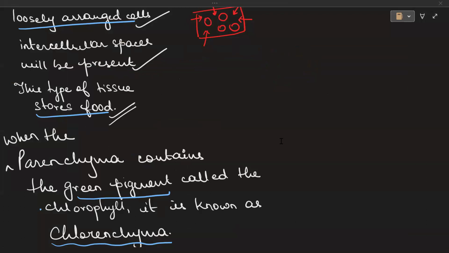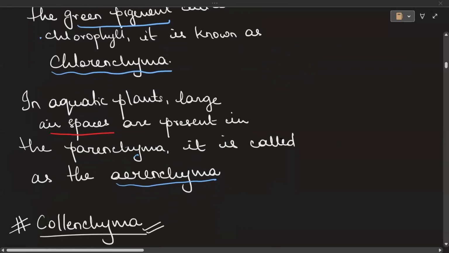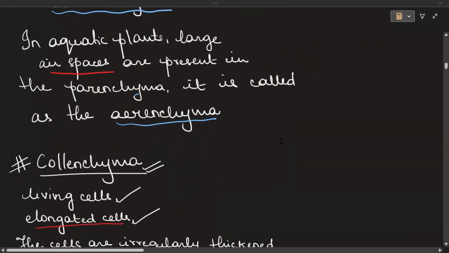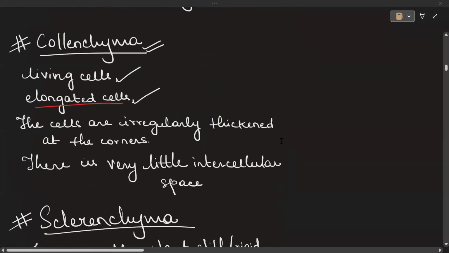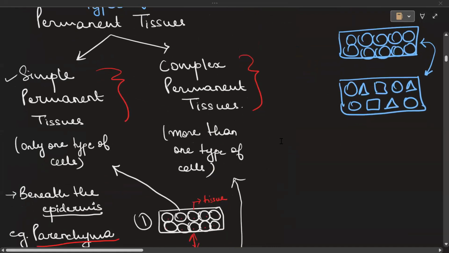So in the previous class, we discussed up till the parenchyma, isn't it? Yes, ma'am. Okay. So today we'll be talking about the collenchyma. Now this is again a simple permanent tissue which has only one type of cells.